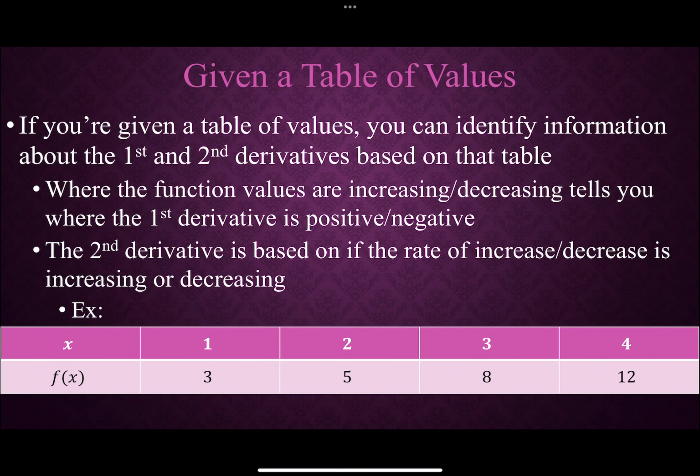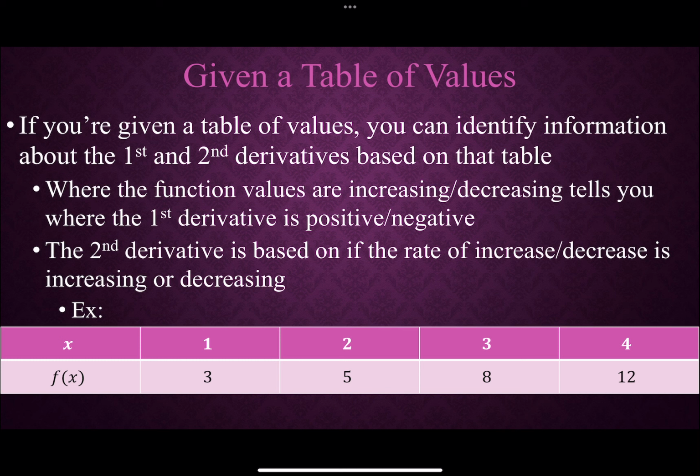Now, finally, not very often, but sometimes you're given a table of values, and you can identify things about the first and second derivative based on the table. So you can see that the function is generally increasing or decreasing based on what's happening to the function values. So we have it going from 3 to 5 to 8 to 12, so we can see that this is going to be increasing. So the first derivative would be positive. Assuming that this table is fully inclusive of everything, because again, you don't know what's happening between 1 and 2, so there could be increasing but then decreasing, then back to increasing again, so it is kind of tough. But in general, we could say this is relatively increasing.